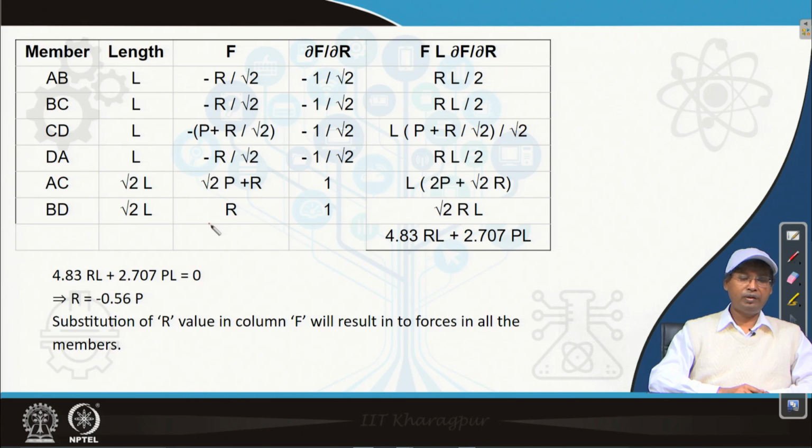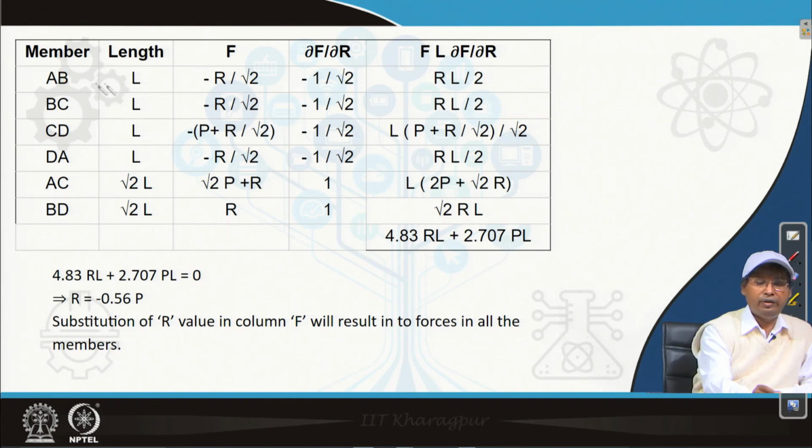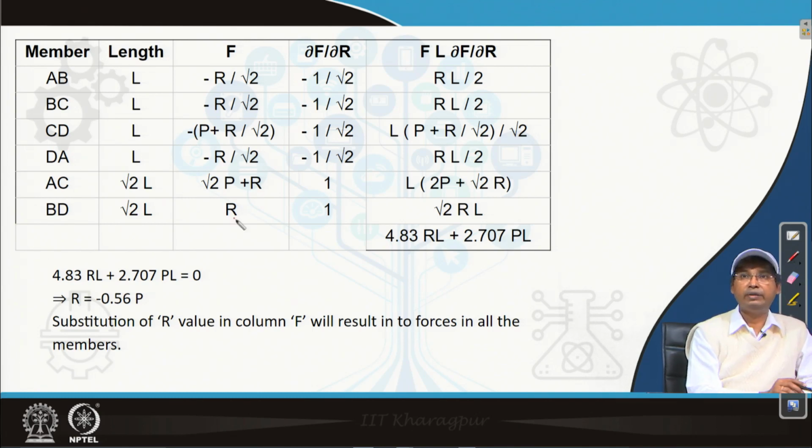If we solve the problem, it becomes that for AB, which is of length L, is minus r by root 2, and it goes sequentially for different members. There is no point of reading each and every member's forces, but the point to note is that this column is the partial derivative with respect to r.